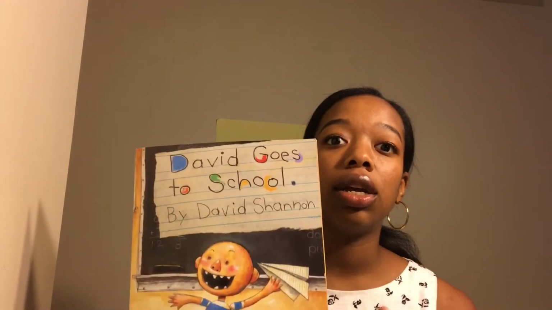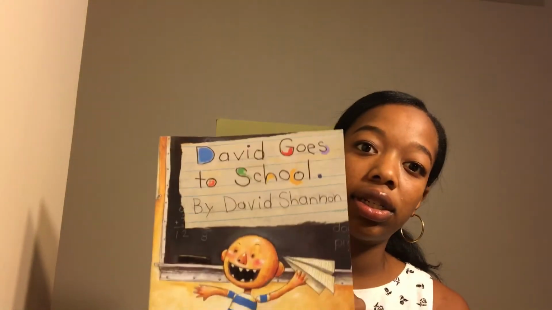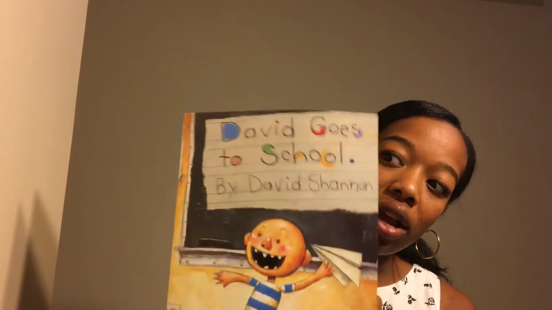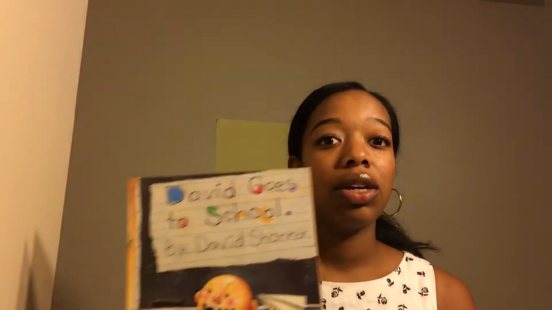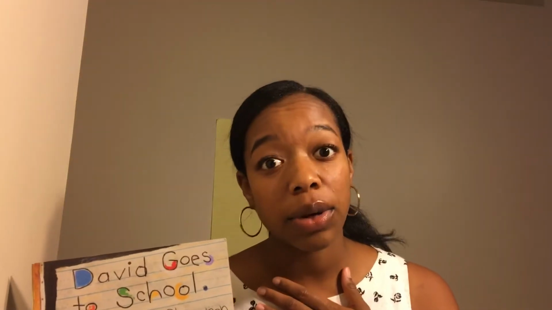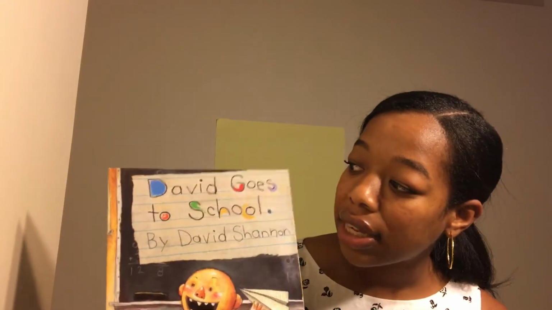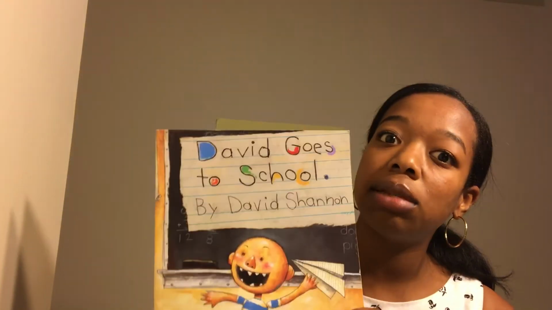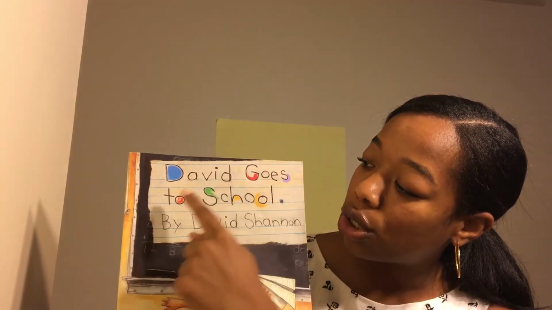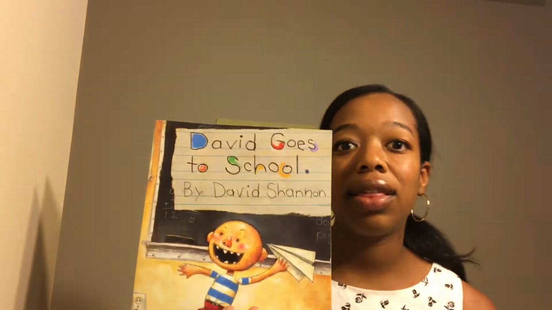So the first thing we're going to be looking at is the book cover. The cover is this first page right on the top. And on the cover is the title of the book. So I have a name. I'm Miss Flowers. You have a name. Books also have a name. And the name of the book is what we call the title. And that title is typically going to be across the top. So the title of this book is David Goes to School. David Goes to School. That's the title.